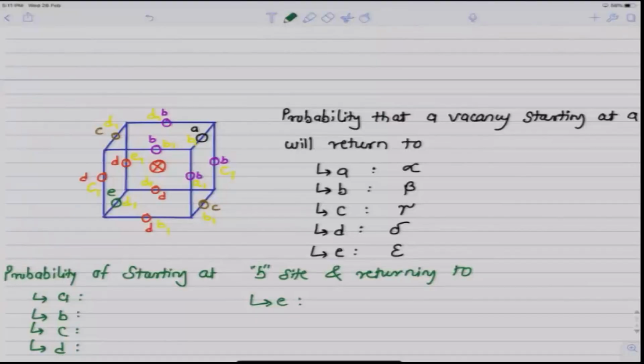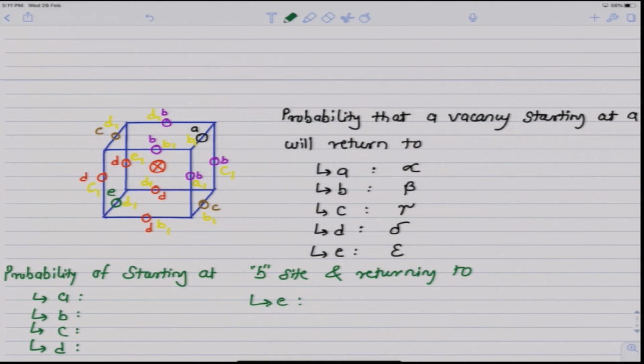So now let us look into the second problem. In this problem, the probability of a vacancy starting at A and returning to one of A, B, C, D or E sites is given, which are respectively alpha, beta, gamma, delta and epsilon, and we have to find out the probability that a vacancy starting at one of the B sites returns to A, B, C, D or E type of site.